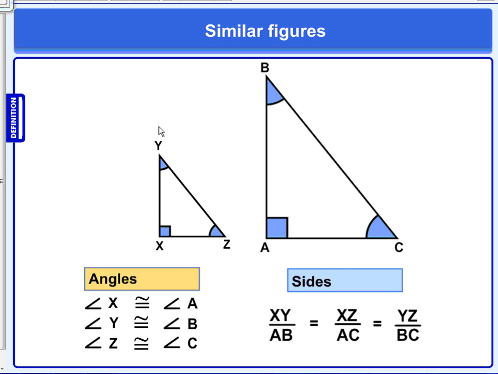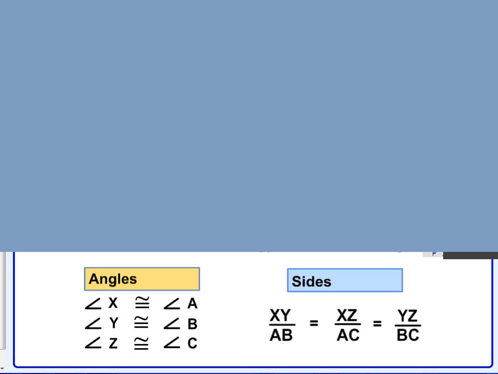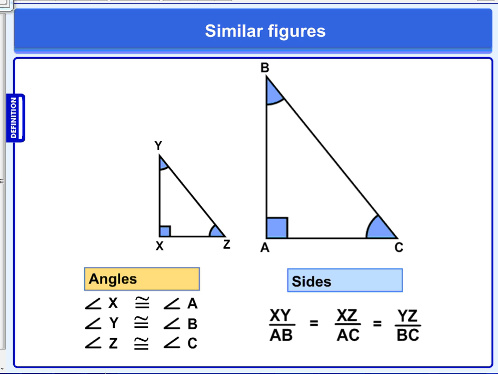The reason being, XY is going to correspond with AB, YZ is going to correspond to BC, and XZ is going to correspond to AC, just like they're written down here. Now, this setup looks a lot like a proportion, and that's exactly what it is. This is telling us that if our sides are proportional, then the figures are similar, as long as they have the same angles as well. The angles always have to be congruent.